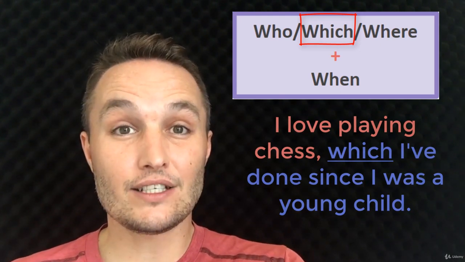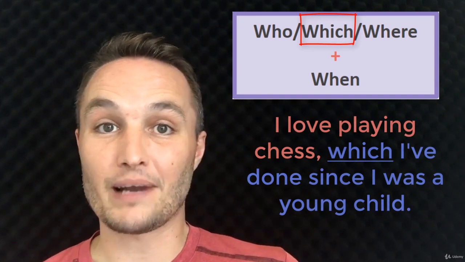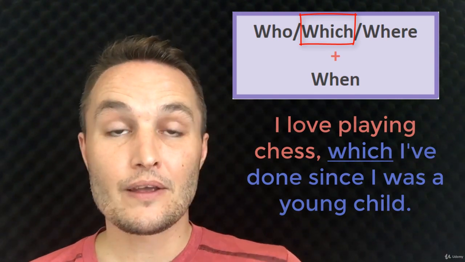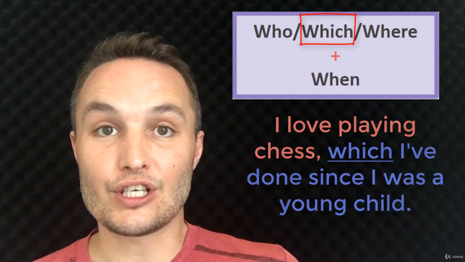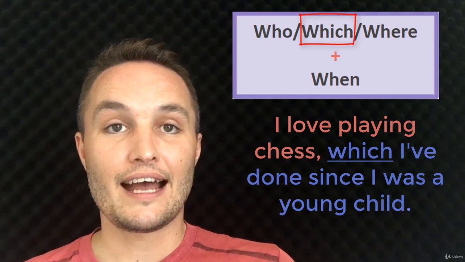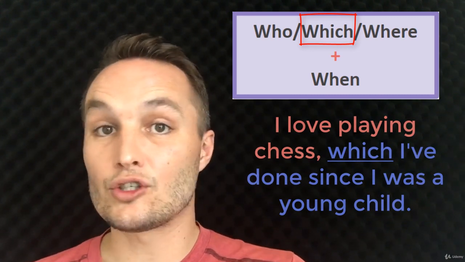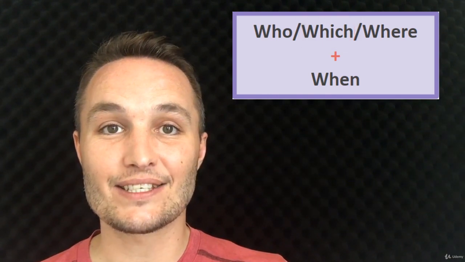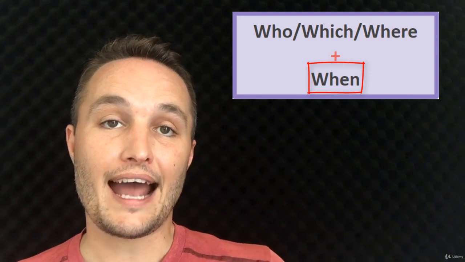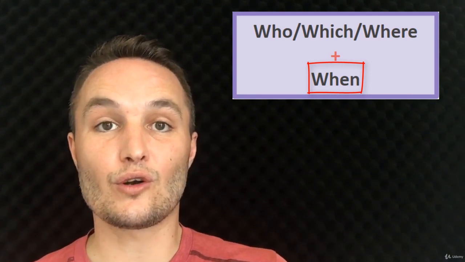In fact, the dependent clause here is actually longer than the independent clause. I love playing chess. A simple independent clause. Add the comma, which I've done since I was a young child. So there we have a really good example of a complex sentence where the dependent clause adds so much more detail to the sentence. Using "when", we can really open up our complex sentences with a dependent clause.